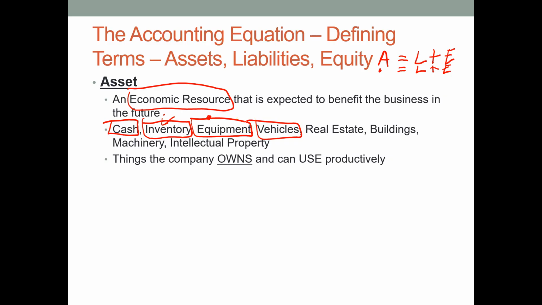Similarly with vehicles, let's say you're FedEx, you buy those vans, you're going to use them for many years. So you're going to get a future benefit from that purchase. Real estate, this is also an asset because your company can use it to have its offices, its warehouses, whatever.